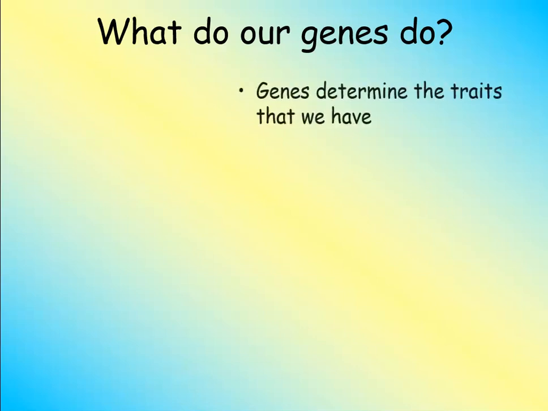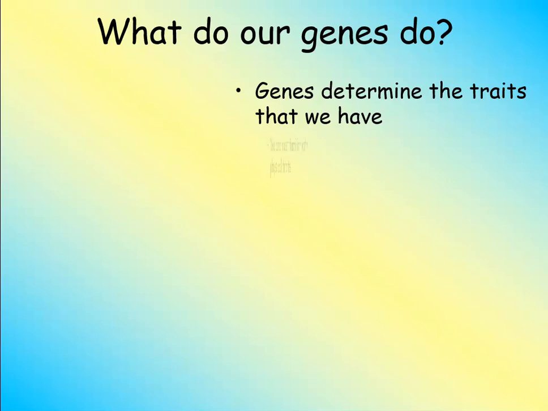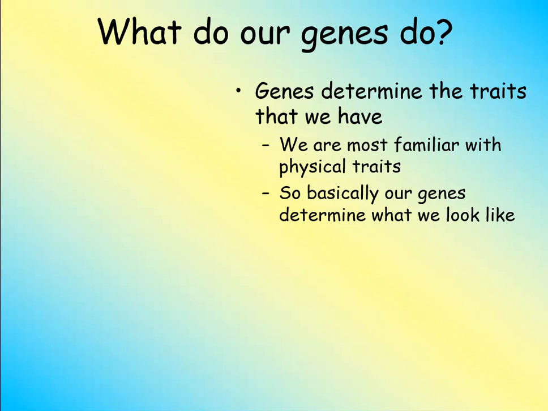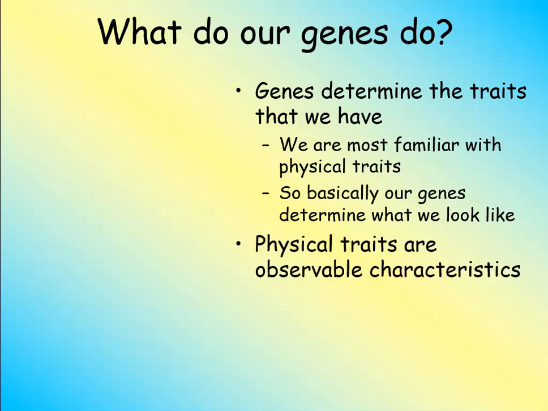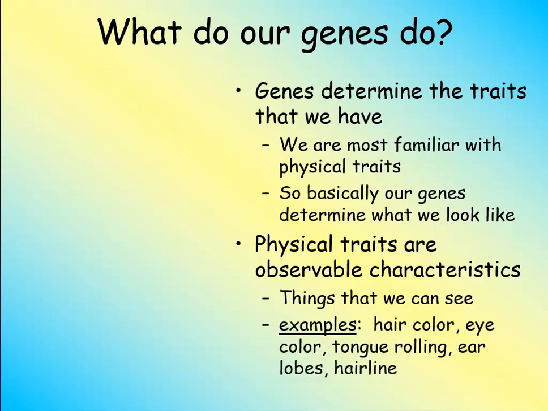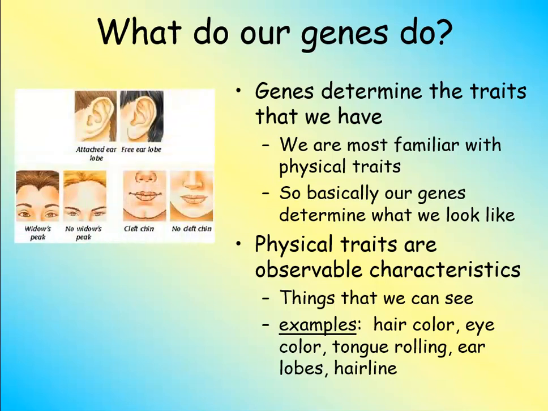So what do our genes do? Well, they determine the traits that we have. So we are more familiar with physical traits. So basically, they determine the way we look. So those are observable characteristics, things that we can see. For example, our hair color, eye color, tongue rolling, earlobes, hairline. So, whether you have an attached earlobe or a free earlobe. I have a free earlobe, but my nephew has an attached earlobe.